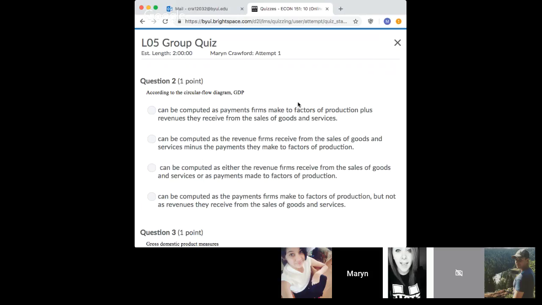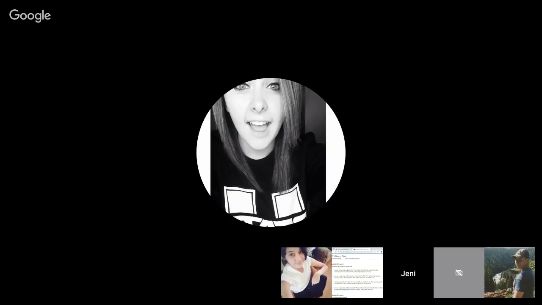I have C. This one I was confused on. I thought they all kind of made sense. That's how I was, so I didn't actually have one. Yeah, I actually put A, but I didn't spend much time on this, and so I wouldn't take that.